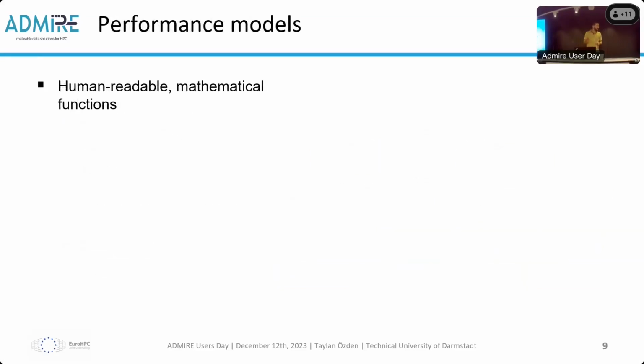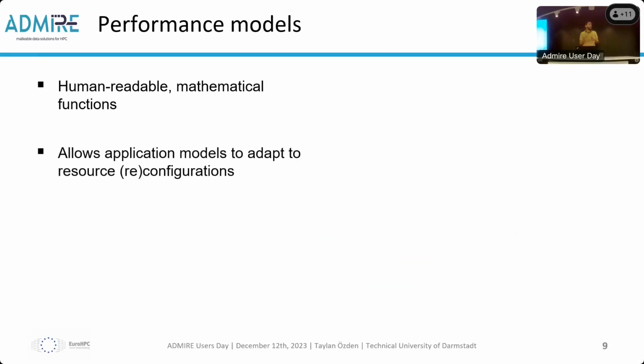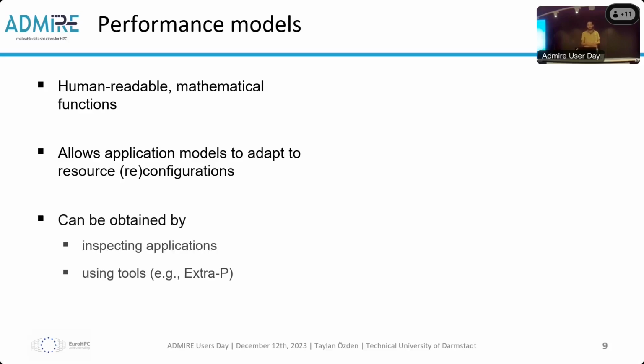Coming to performance models, what they essentially look like and what they represent in our case: it's essentially a human-readable mathematical function. We use performance models to allow the application to configure or reconfigure during runtime, and for the adaptation of the resources. A performance model gives you the possibility to describe the application for multiple configurations. This is the idea behind performance models.